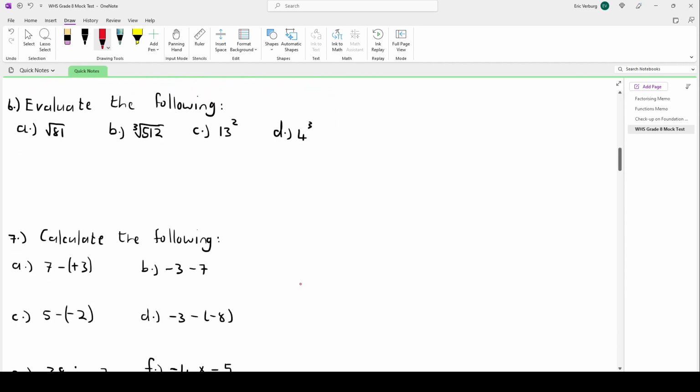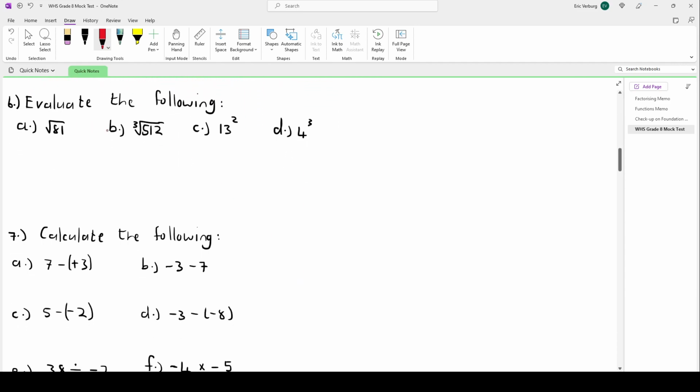Okay, question 6. Evaluate the following. So this is just a list of numbers. You guys have had lots and lots of squares, cubes, square roots, and cube roots to memorize. I think all the way up to 20. So these ones you should just know from memory. But if you don't, let me just write the answer.